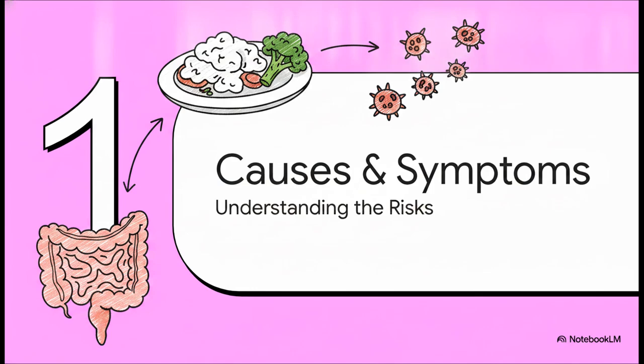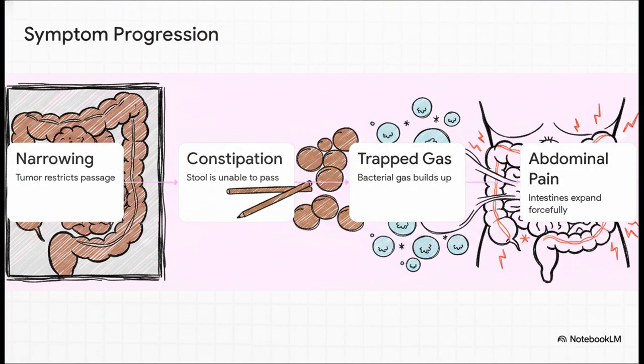You know, the big risk factors here are long-term ulcerative colitis and a westernized diet, meaning one that's high in animal fat and noticeably low in fiber. But what actually happens inside the body once a tumor takes root? Let's walk through this incredibly logical cascade.